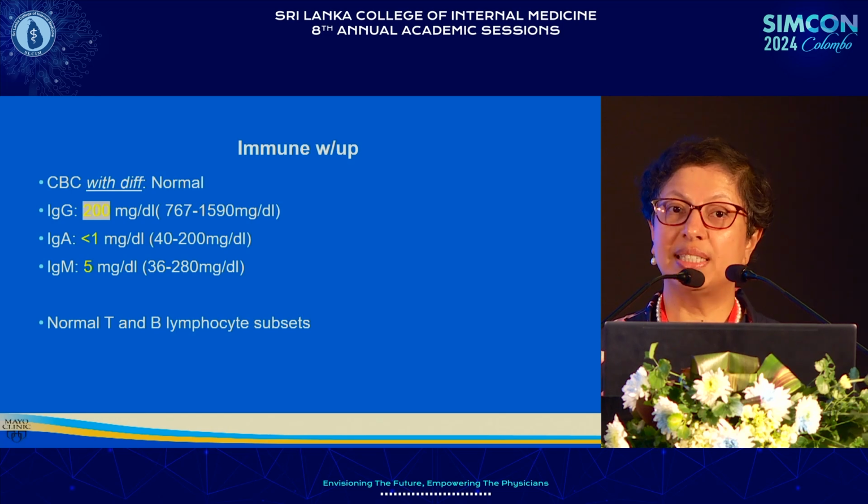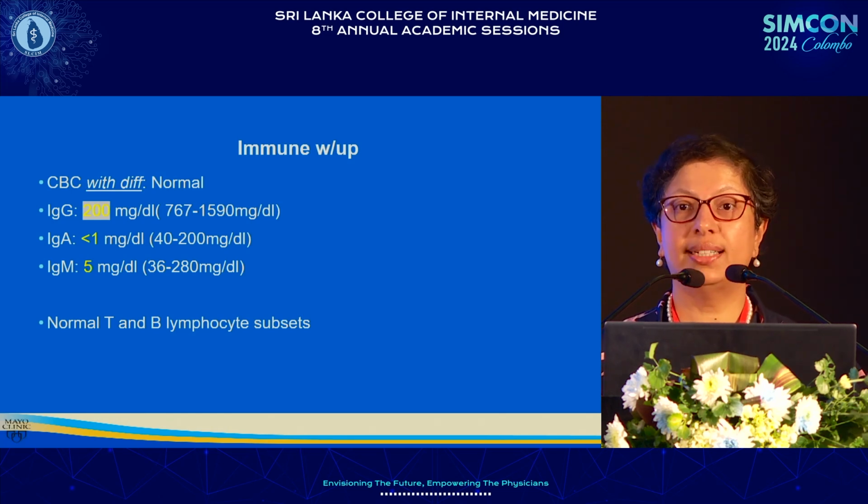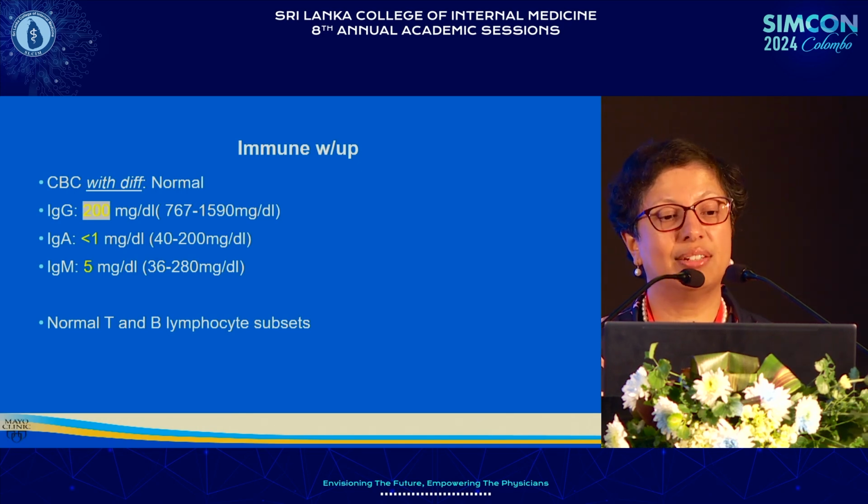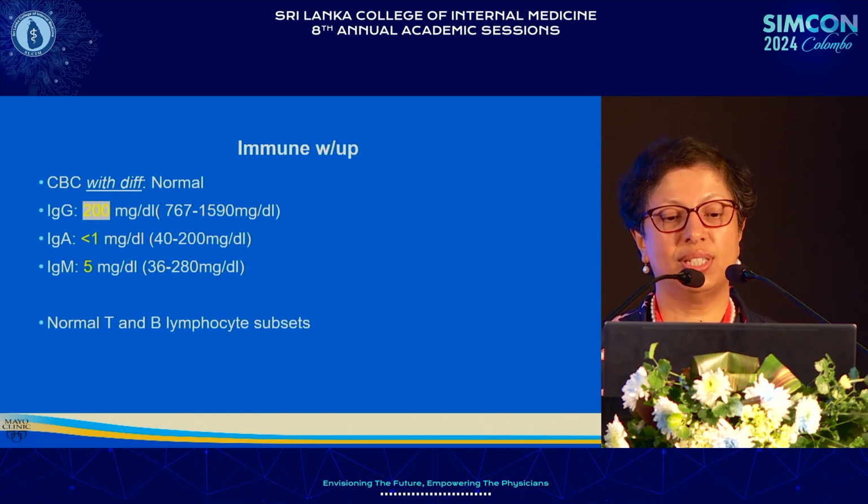You order a CBC. You look at the differential. The lymphocyte count is fine. So that's good. But his immunoglobulins are very low. IgG is 200. IgA is absent. IgM is at 5. And his lymphocyte count is fine.